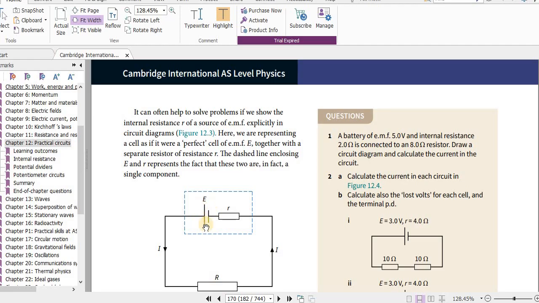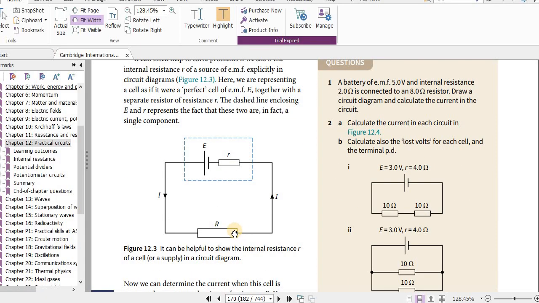Then this is used to indicate the EMF; we write the letter E on top of this or the bottom. And this is the internal resistance. We use the symbol simple r. For the resistor which is outside the power supply, outside the battery, a capital R is used. So remember, this symbol simple r is only used for internal resistance.